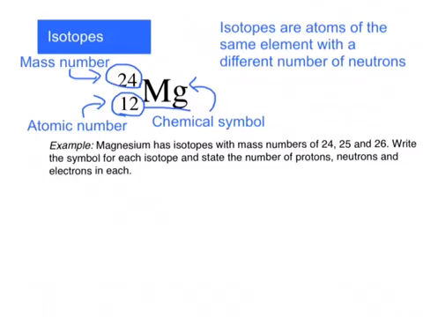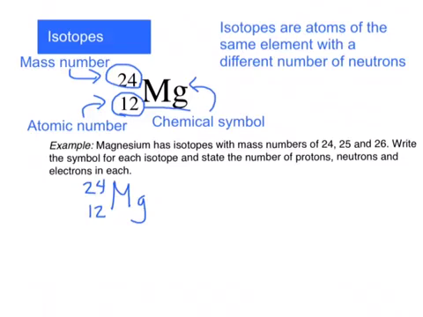So now let's practice writing the symbols for the other isotopes of magnesium. So the question is, magnesium has isotopes with mass numbers of 24, 25, and 26. Write the symbol for each isotope and state the number of protons, neutrons, and electrons in each. Okay, so the first one, the symbol is already written for us above, but it would be the 24, because that's the mass number, and then the Mg. And then magnesium always has 12 protons. That's always its atomic number.